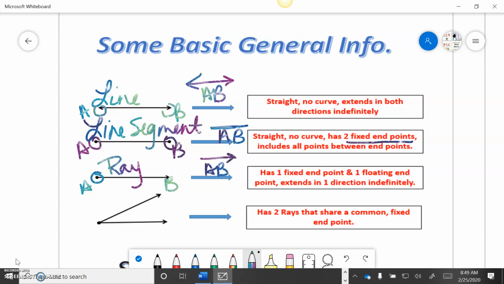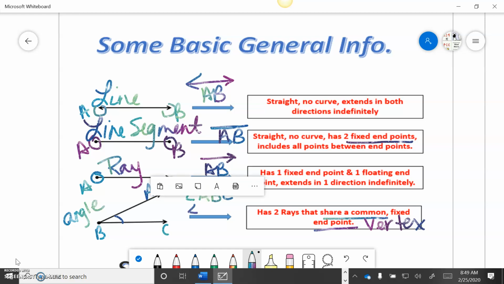And then this is an angle. It has two rays that share a common and fixed endpoint. We call that the vertex. And you can name an angle. We could call this angle A, B, C, or we could just call this angle B.